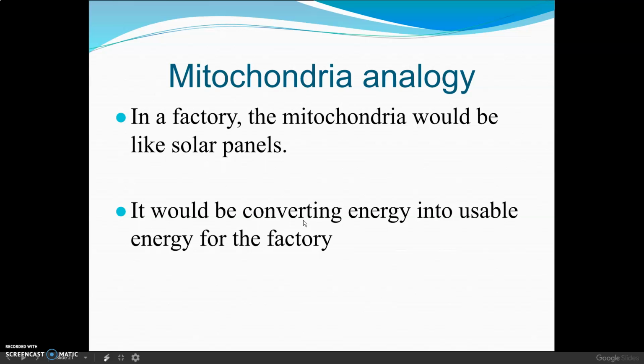Mitochondria analogy. In a factory, the mitochondria will be like solar panels. It will be converting energy into usable energy for the factory.